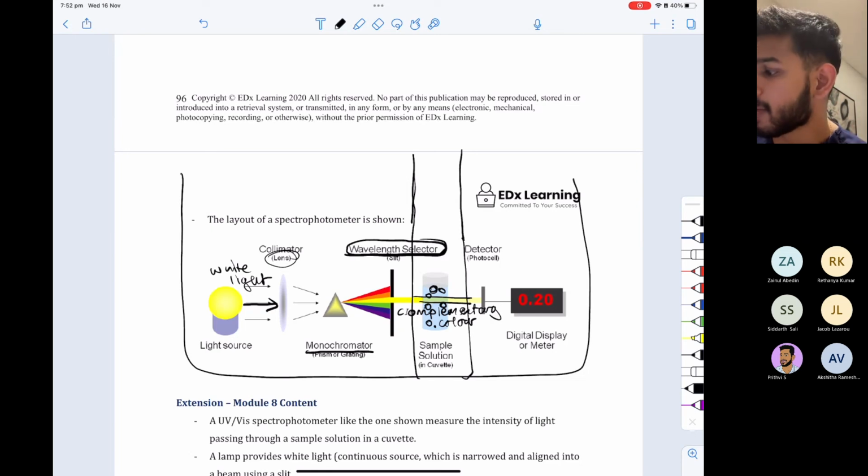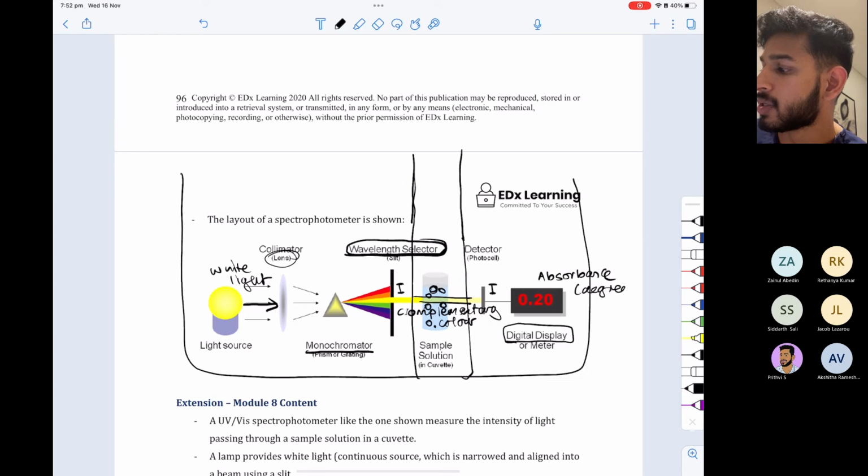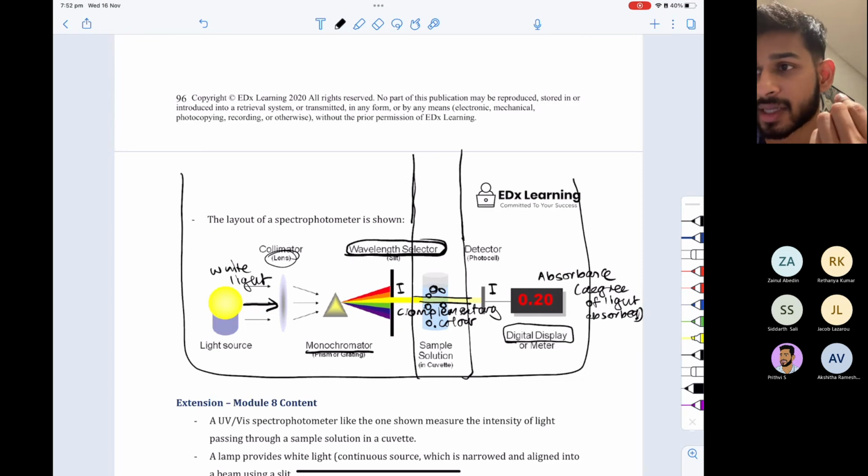And so finally what happens is this digital meter is going to pick up the light intensity before it passed through the sample and the light intensity after it passed through the sample to calculate what's called absorbance, which is the degree of light absorbed. Okay? And as I mentioned to you guys, the more atoms in that test tube, the greater the absorbance.